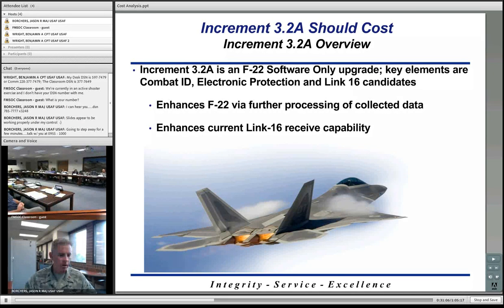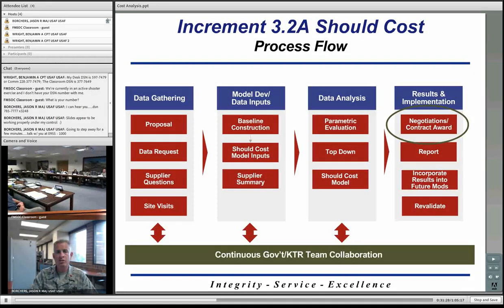But when you look at the should cost process that they went through, essentially what they did is they met with the contractor and they determined ways of better doing business. Now the contractor had to buy in with what they were doing, which I guess is currently in the process of happening, but the contractor is actually changing their processes for future increments of the F-22, which will result in future savings down the line.